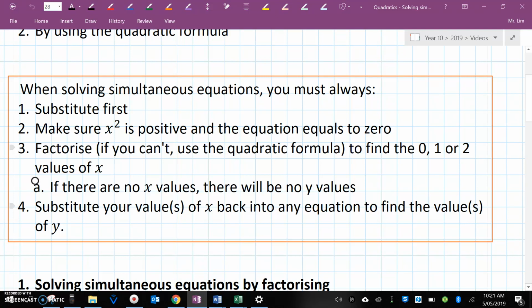And then substitute your value or values of x back into any equation to find the value or values of y. So if there are no x values, there will be no y values. If there's one x value, there will be one y value. And if there are two x values, there will be two y values.